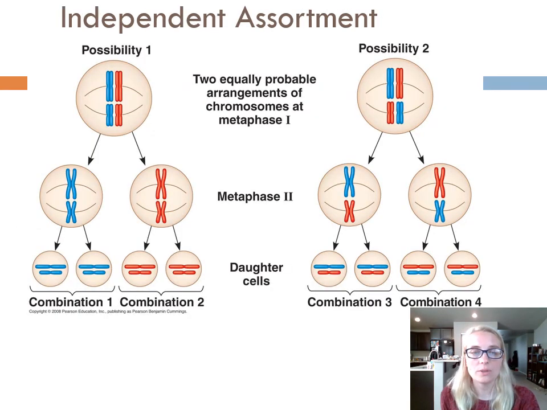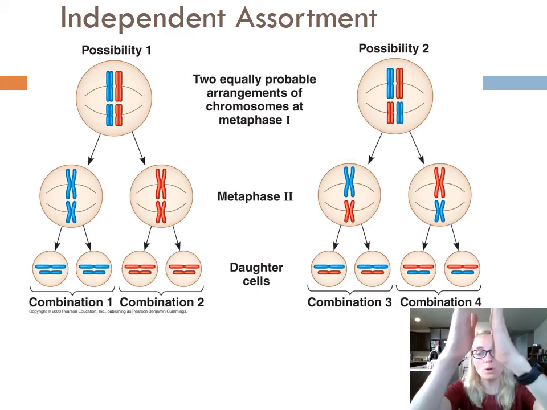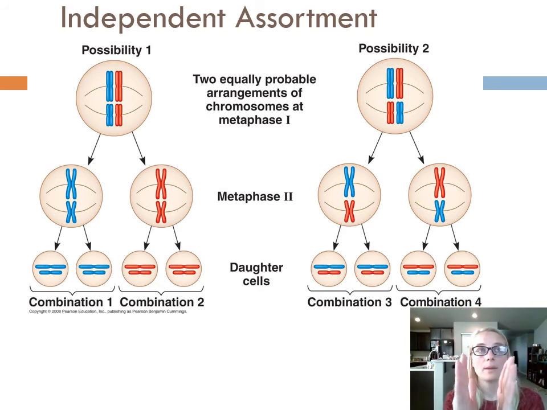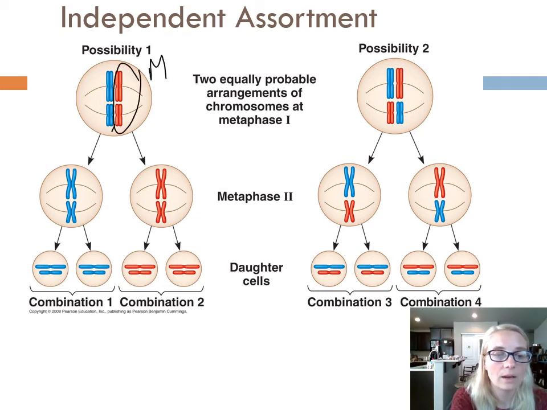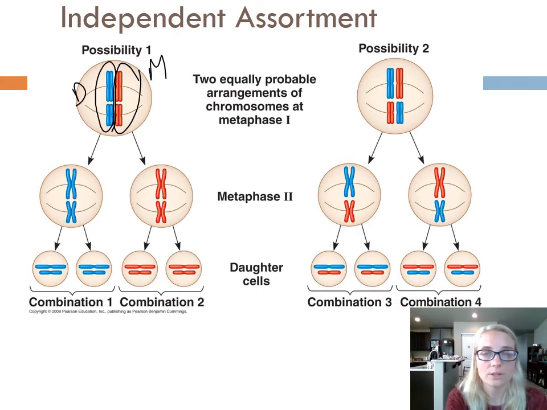Okay, so this is that independent assortment that happens in metaphase 1. Again, we have our homologs coming up on the metaphase plate. They could either, I know we're only showing 4 chromosomes here, but let's say all mom ends up on one side and all dad ends up on the other side.